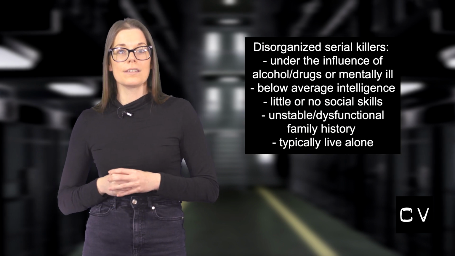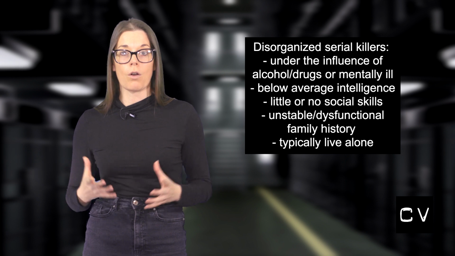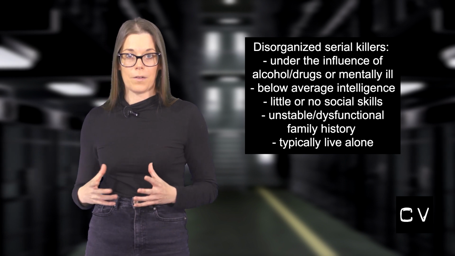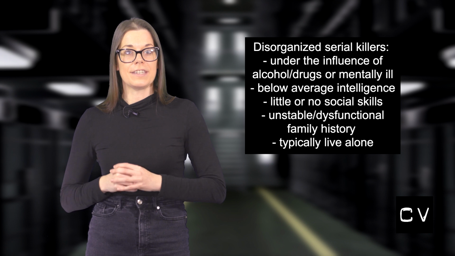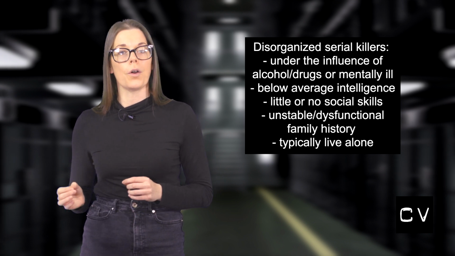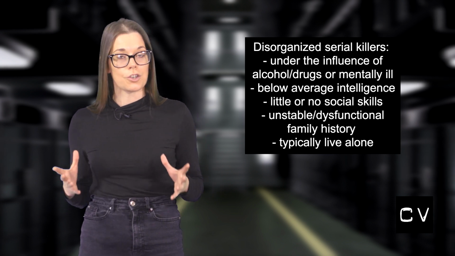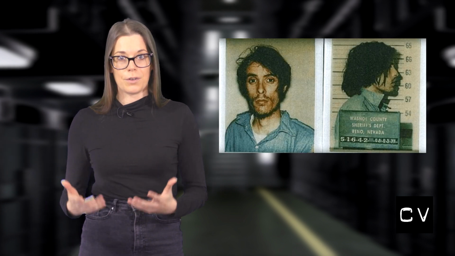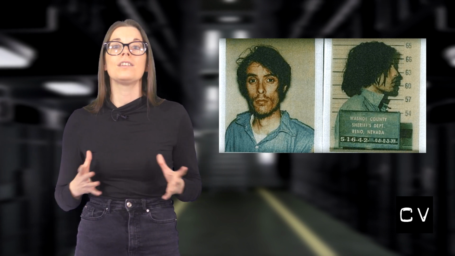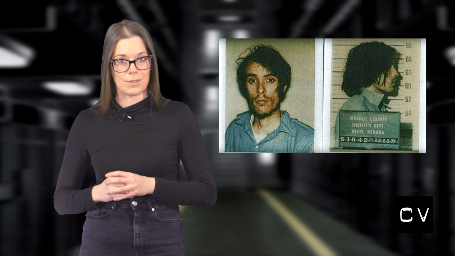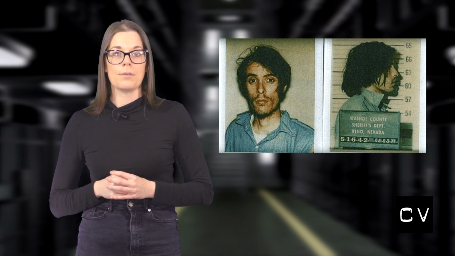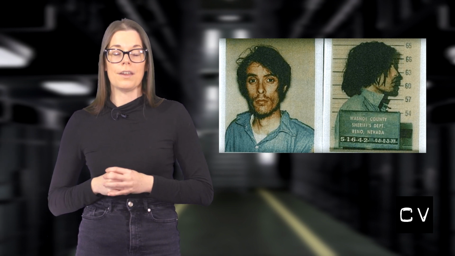When Chase was arrested, those who knew him were more like, yeah, kind of always thought that guy would be a serial killer. Disorganized serial killers are usually under the influence of alcohol or drugs, or mentally ill. They often have below average intelligence and they have little or no social skills. They also typically come from an unstable or dysfunctional family. Due to their dysfunctional personalities, they usually live alone, and in the case of Chase, his roommates eventually kicked him out because he refused to wear clothes around the house.